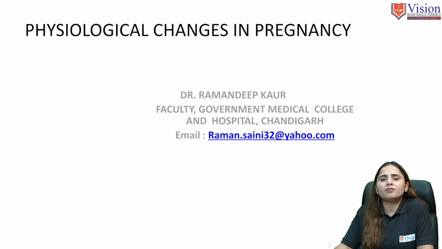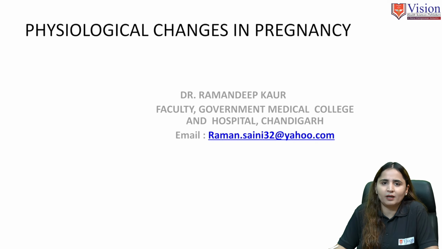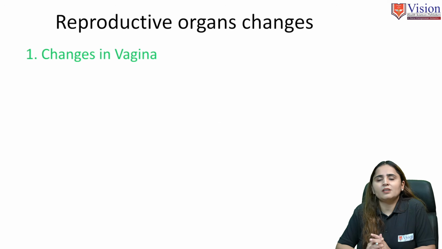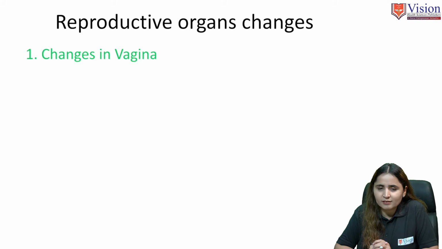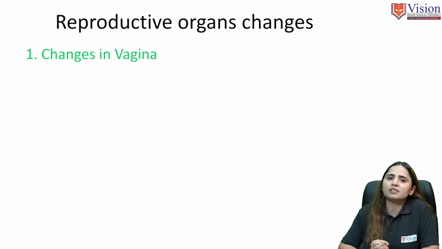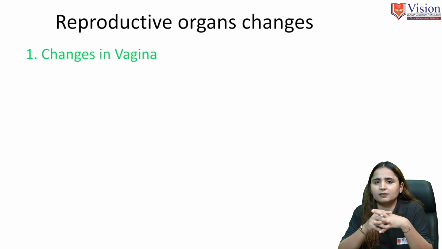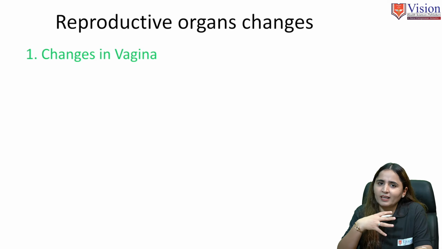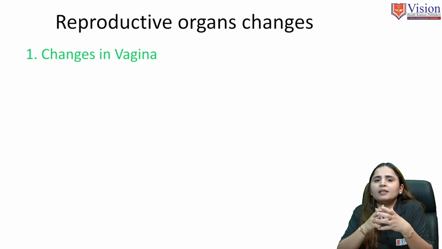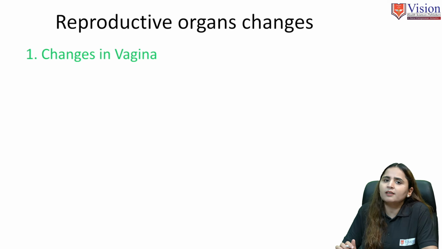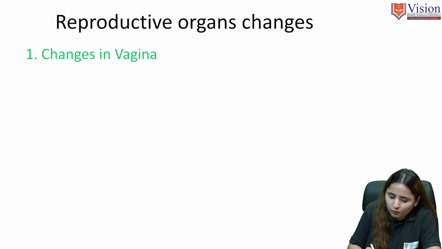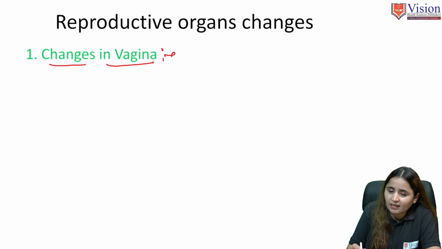Our today's topic is regarding physiological changes in pregnancy. Under the physiological changes in pregnancy, first we are going to discuss the changes which happen in the reproductive organs. We all know that the reproductive organ is the first organ of the body. When conception happens, it gets affected. So under the reproductive organs, first we are going to discuss the changes in the vagina.